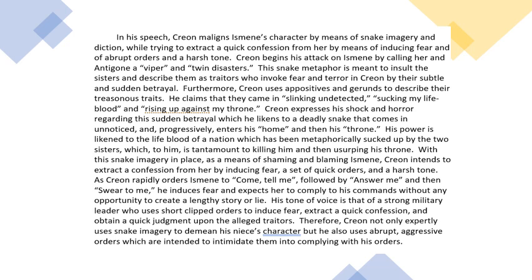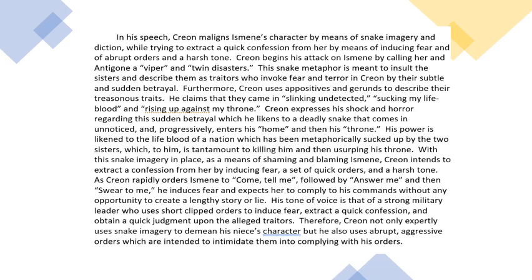a severity of compliance. And you begin and you just say, here is Creon. He calls the two sisters a viper and twin disasters, some evidence. Then you explain, what does that mean? It is to insult and to degrade them and describe them as traitors who invoke fear and terror in Creon by their sudden betrayal. Good.